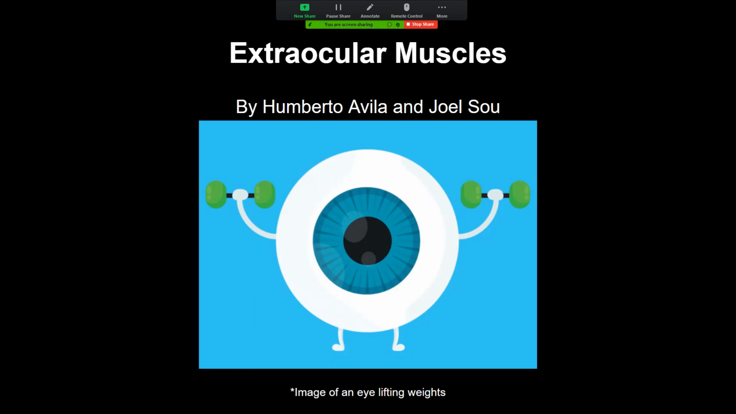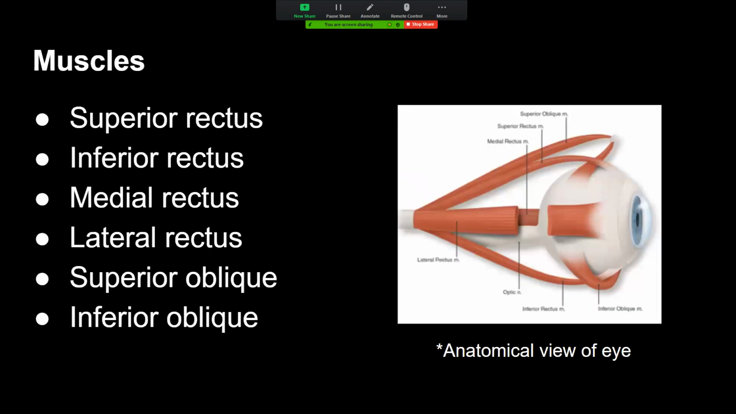Today we are going to be presenting on extraocular muscles. At the center of the slide, you'll find an eyeball lifting weights. Prior to beginning, I believe that learning the anatomical terms of location is important. Superior means above, inferior is below, medial is central, and lateral is on the outside.